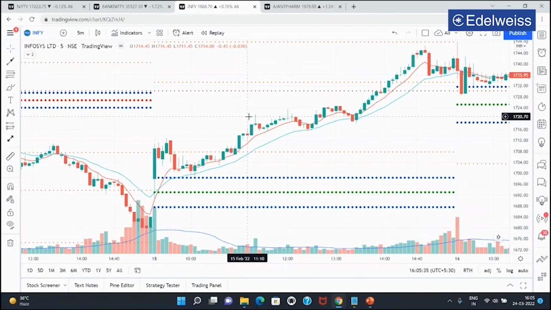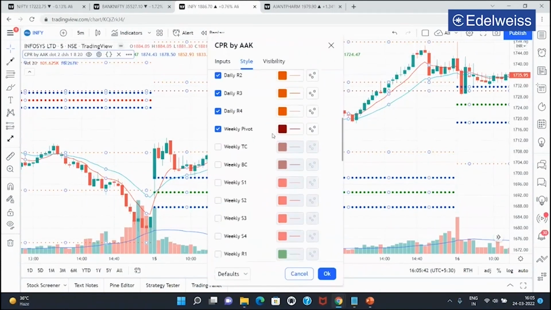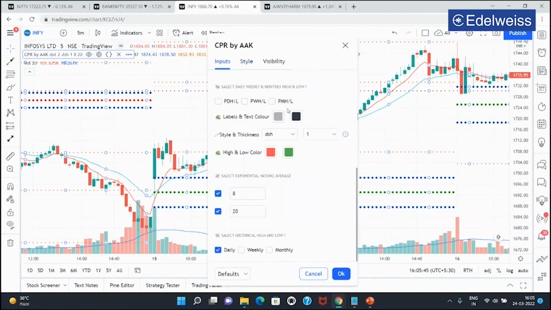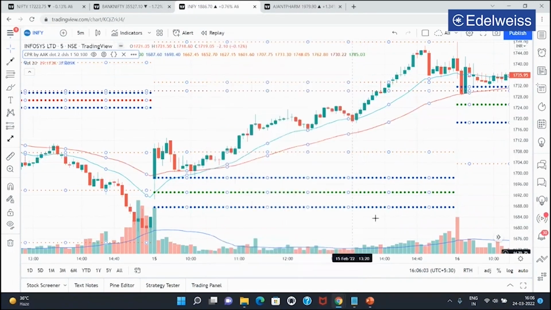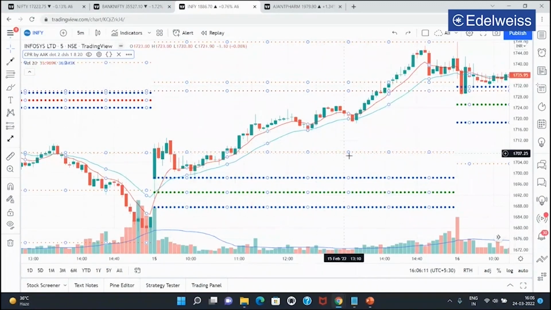The other indicator is the 8 and 20 EMA, which has been integrated in this CPR only. If you go into the settings, in inputs you will see select exponential moving average. I have integrated this in this only. So I use 8 and 20 period exponential moving averages. Even if you want to use, for example, 50 and 100 period exponential moving averages, you can just change it over here and you will see the difference. Moving averages are here only, and if you want to use them as 8 and 20, you can use them as 8 and 20.